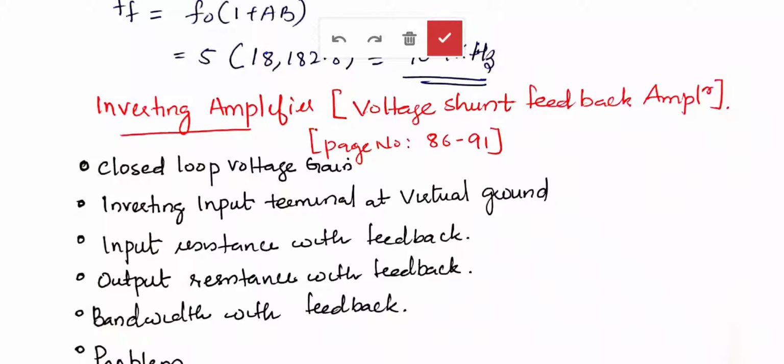Okay, the next topic under this chapter, after completing non-inverting and inverting, is AC and DC amplifier. That will be explained in the next class, AC and DC amplifier.